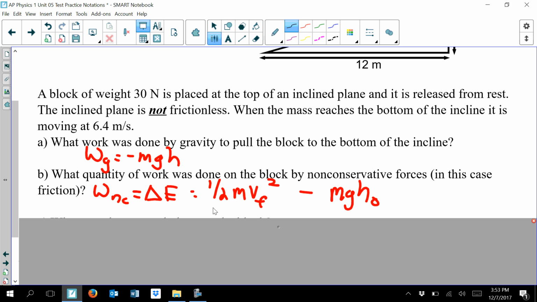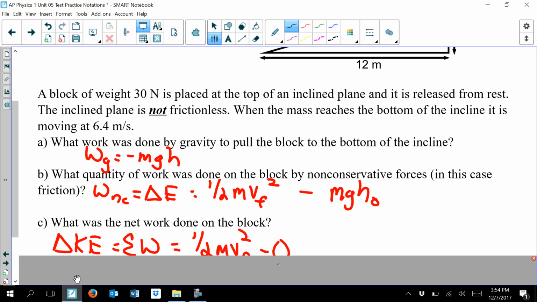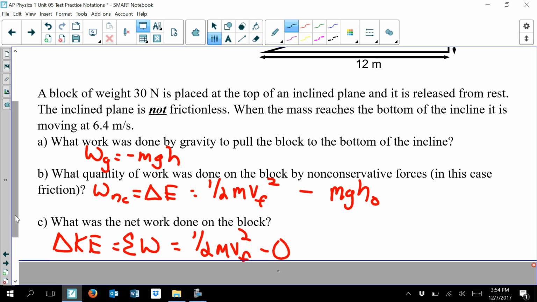So I'm going to figure out what my final kinetic energy is, right? It doesn't have any potential energy at the end, so my total energy is just this kinetic. And at the beginning, my total energy is just this potential energy. So final minus initial here to get that work done by non-conservative forces.